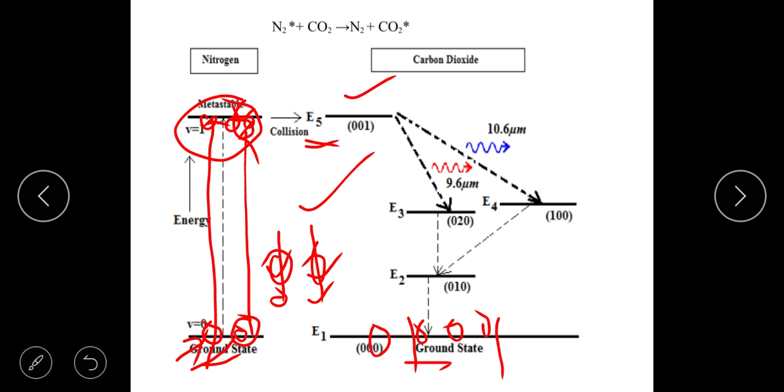So what happens now is, once this metastable state is there, these molecules absorb energy and go to the metastable state, and since they are in close coincidence with the 001 state of CO2, when N2 collides with CO2 molecules, that is what is shown here. N2 star is the excited state of N2. It collides with a CO2 molecule and gives all its energy to the CO2 molecule. Since the energy difference is the same, this makes this CO2 molecule climb this.